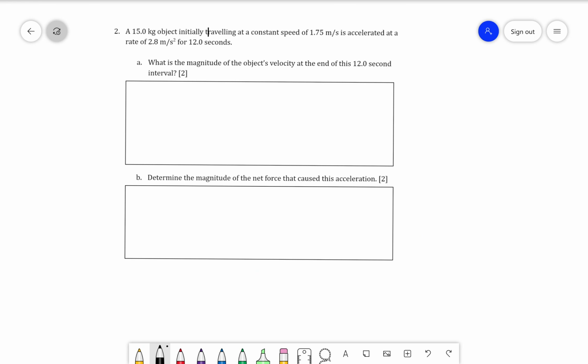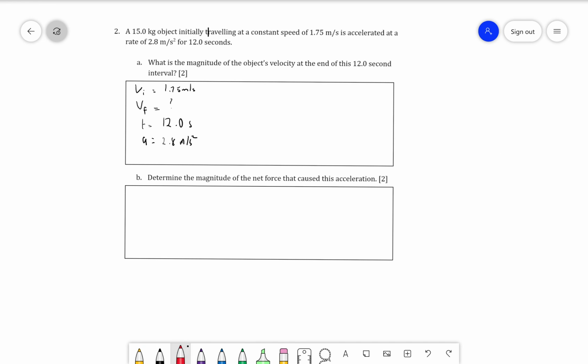What they want to know is, what is the magnitude of the object's velocity at the end of this 12-second interval? Well, if we're talking about beginning and end, we have initial and final. VI, they told us, the initial velocity before we started accelerating was 1.75 meters per second. And they want to know what the final velocity is. They gave us time. They said time is 12.0 seconds, and they said the acceleration is 2.8 meters per second squared.